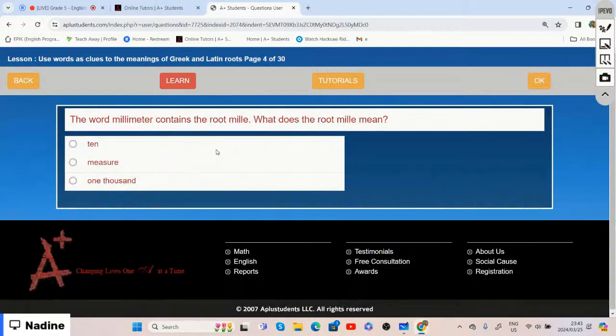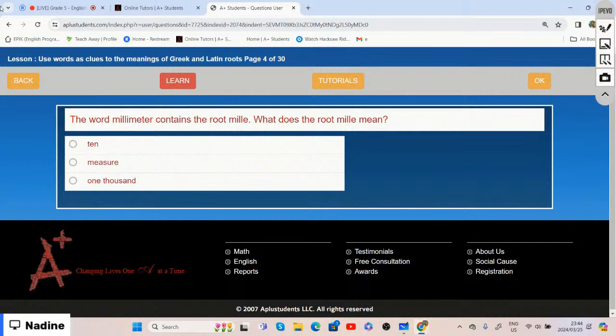All right, so now we have the word millimeter. We said centimeter contains the root centi, and we said that centi was 100. Because there are 100 centimeters that make up a meter. So now we have the word millimeter. What is millimeter? Millimeter contains the root milli.